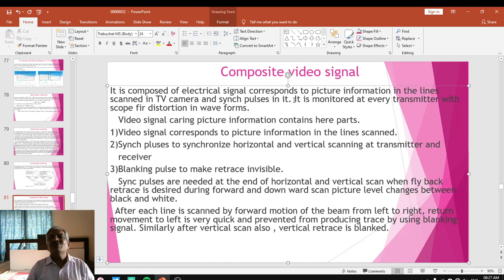The combination of those sync pulses and the electrical signal proportional to the picture information, combinedly, is known as composite video signal. For every television transmission center, the picture quality is monitored by using only the composite video signal, because these sync pulses and blanking pulses have some standards.